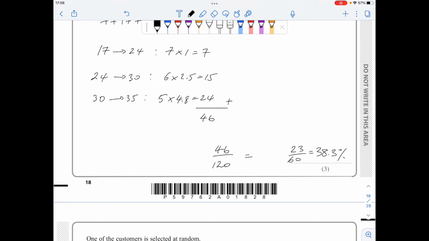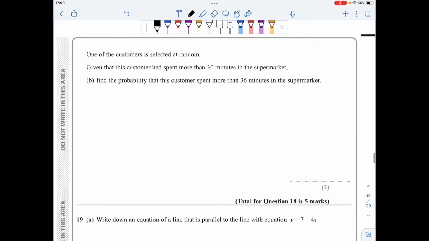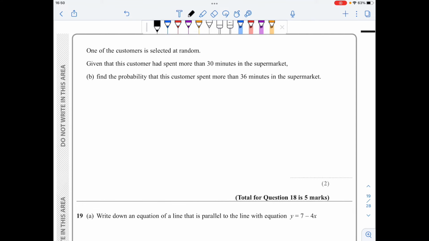For part B, I want the probability that the time is bigger than 36, given that the time is more than 30. Now the total customers taking more than 30 minutes is equal to 72. That is the last bar. And out of those 72, I want to see how many take more than 36 minutes.